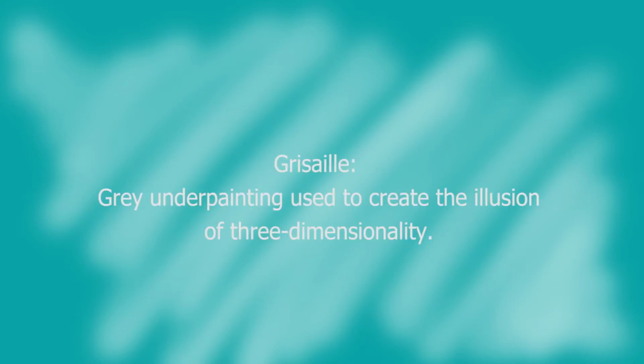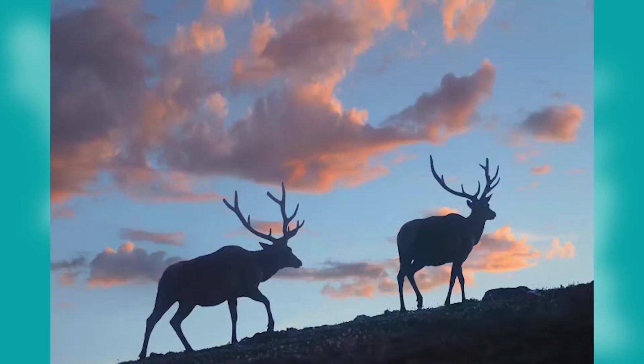And, how do you pronounce it? Grisaille. Gray underpainting used to create the illusion of 3-dimensionality. And here's the image attached to these terms. This is what Matt said.